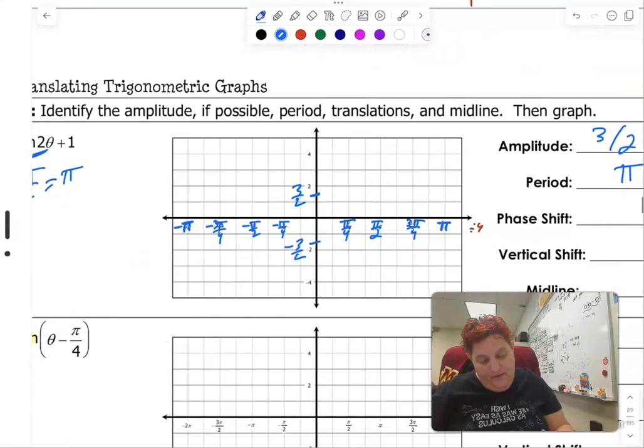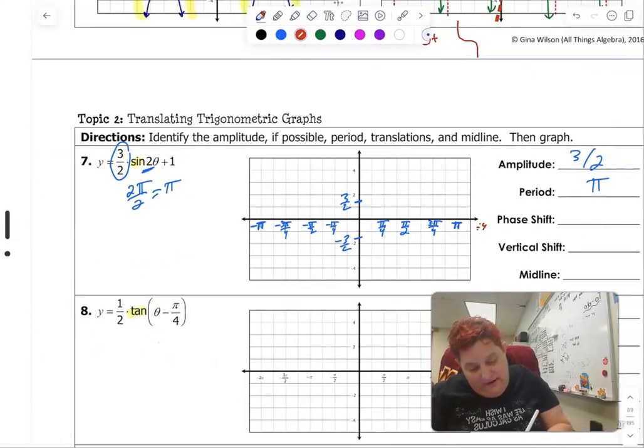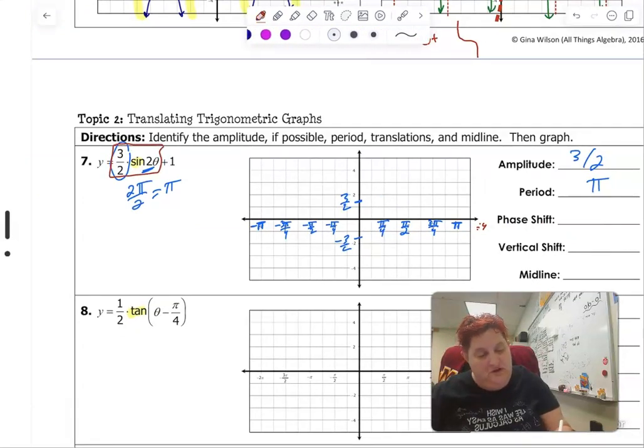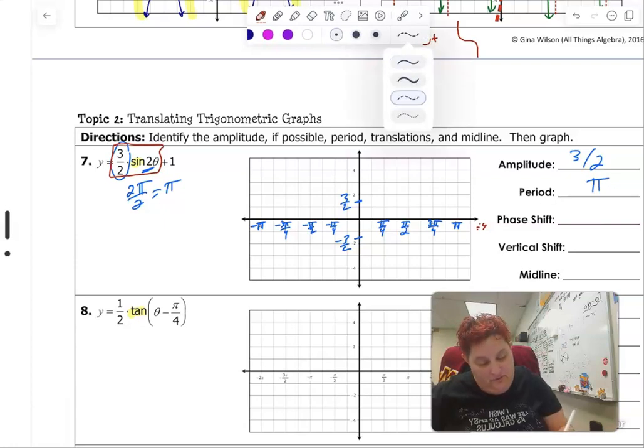Now, what I usually do is I do just this part with the amplitude and period, and I dot it or draw it in a different color or whatever. Sine starts at 0, goes to A.